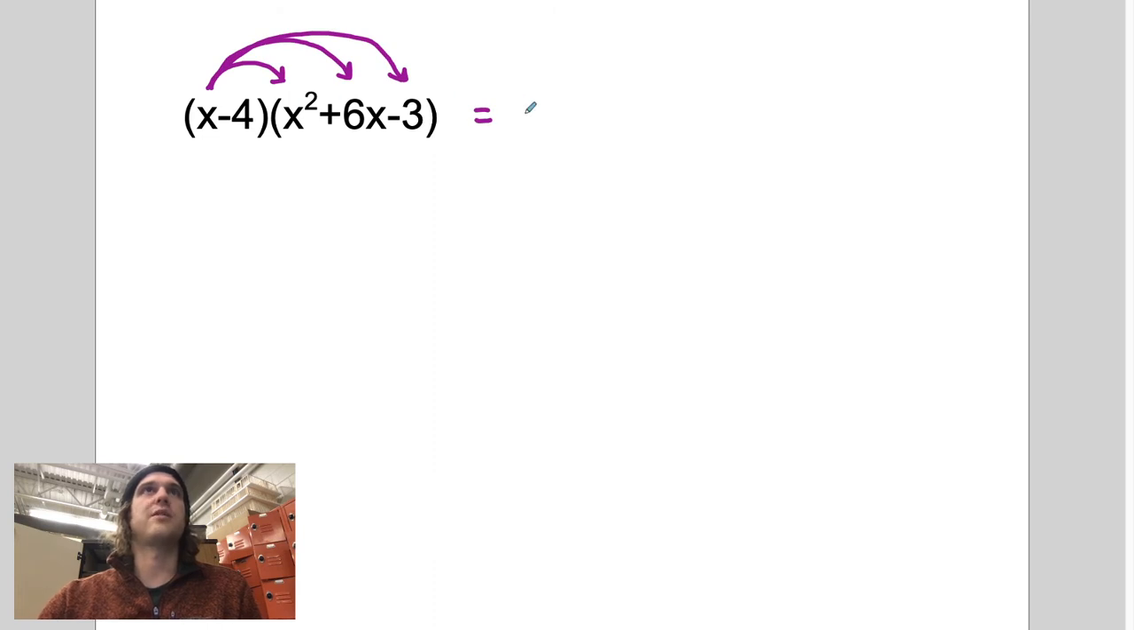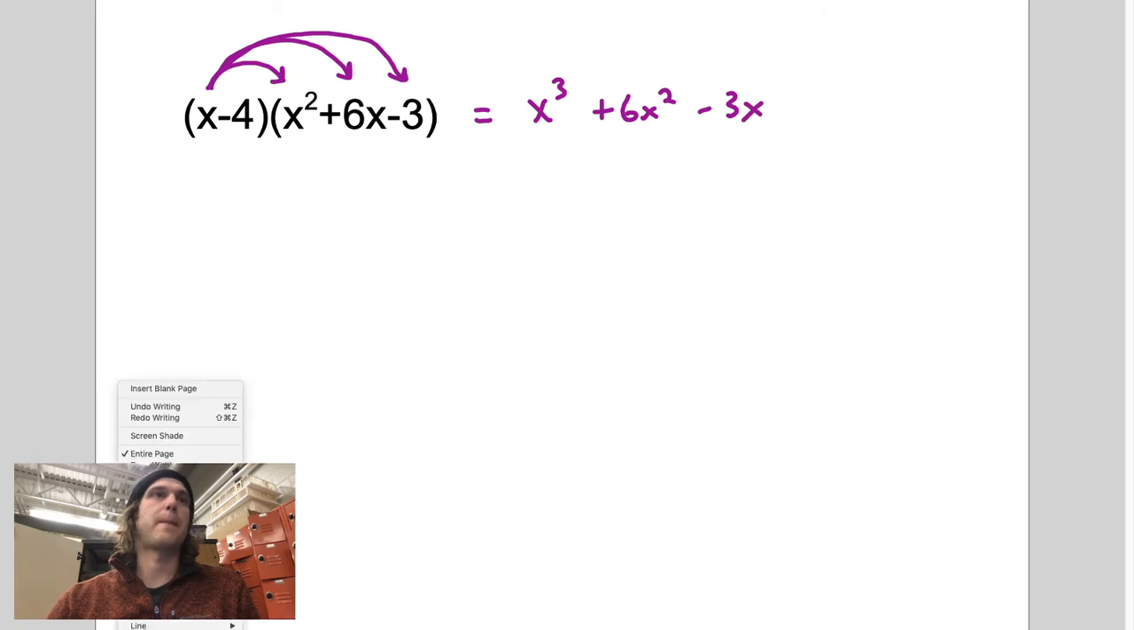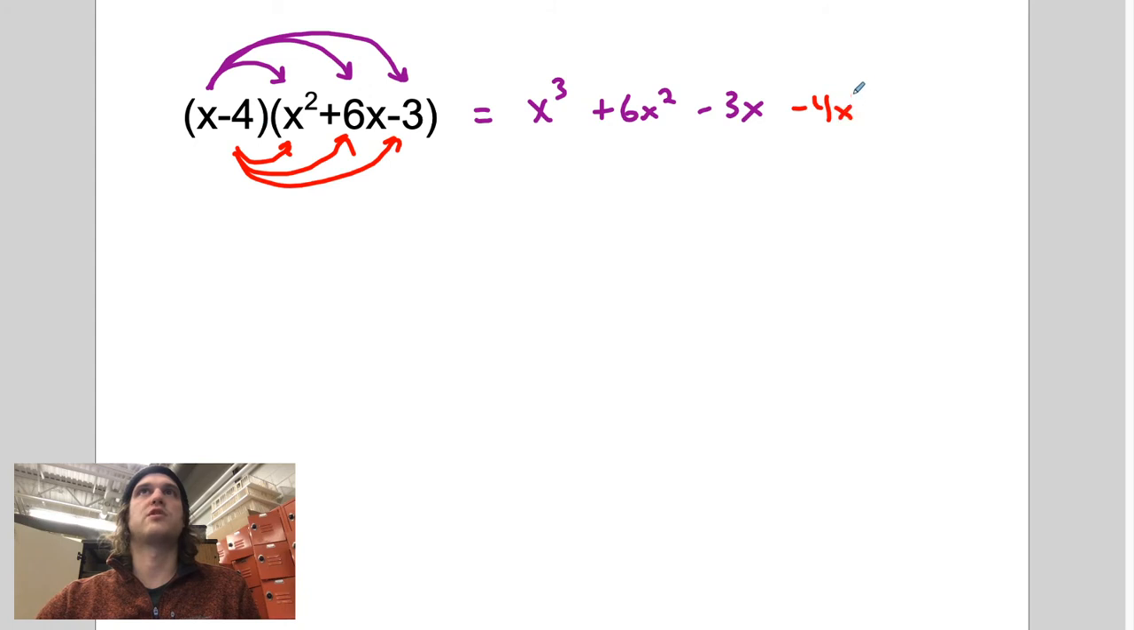So that's going to be x times x squared is x to the third. X times 6x is plus 6x squared. X times minus 3 is minus 3x. In red, multiplying on the bottom, negative 4 times x squared is minus 4x squared. Negative 4 times positive 6x is minus 24x, and negative 4 times negative 3 is plus 12.